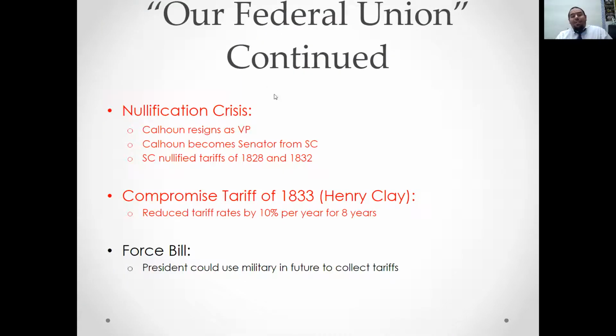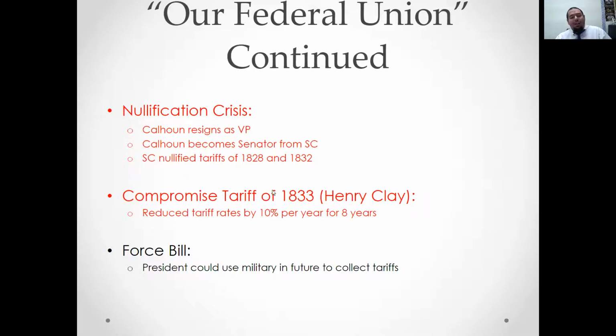Continuing the nullification crisis, a big problem because South Carolina creates all of it. So John C. Calhoun resigns as vice president and becomes senator from South Carolina. And he, along with many others, are going to nullify the tariffs of 1828 and 1832, meaning that these tariffs do not apply to South Carolina.